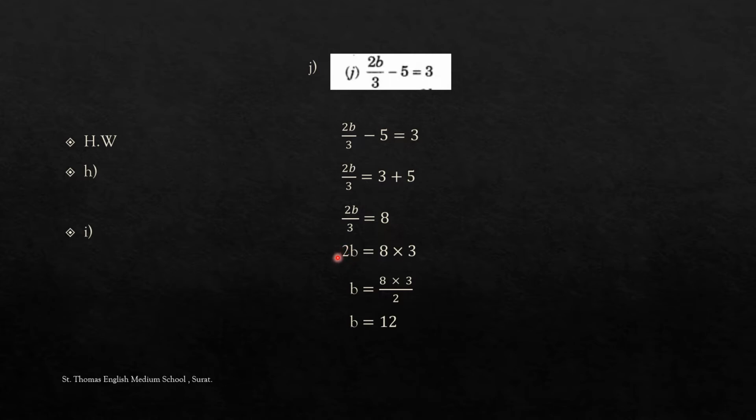Now, this is multiplication. If it goes here, it becomes division. So, we can write like this: b is equal to 8 multiplied by 3 divided by 2. Now, we can cut here. 2 ones are 2 and here 2 fours are 8. Now, 4 threes are 12. So, what is the value of b? b is equal to 12.